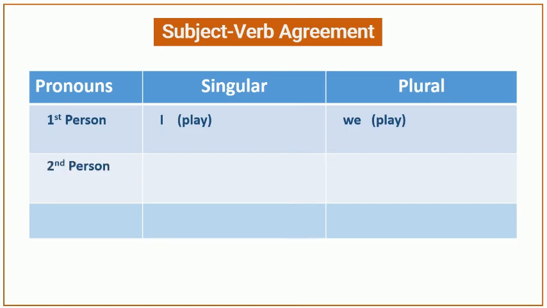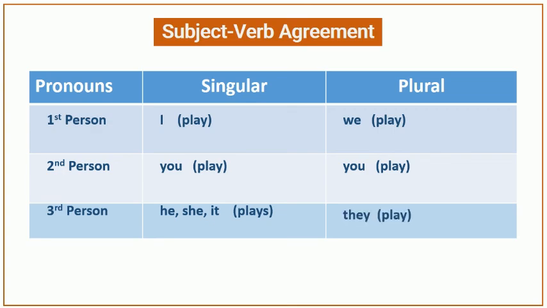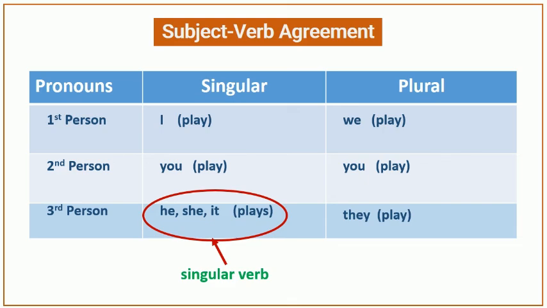Second person pronoun, singular you play, and plural also you play. Third person pronouns, singular he, she, it plays, and plural they play. From this chart, we understand that only the third person singular pronouns that are he, she and it use singular form of verb and all other pronouns carry plural form of verb.